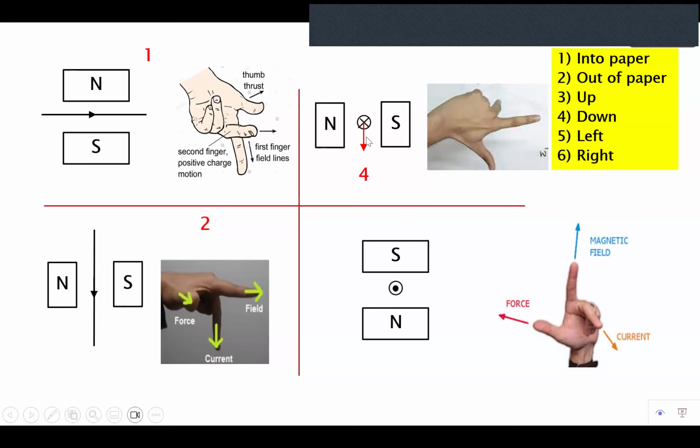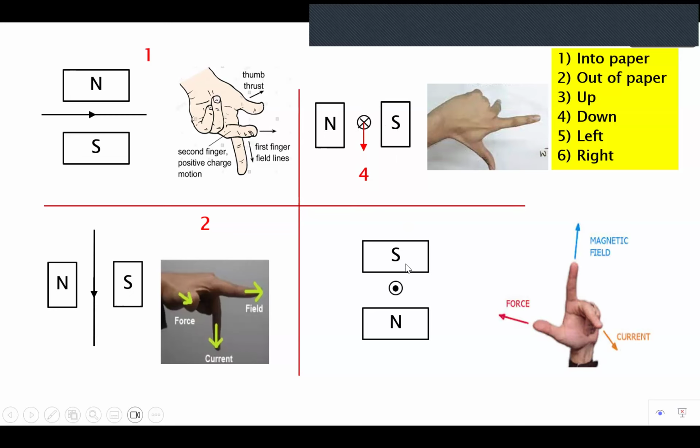So when you are supposed to draw the forces acting on the wire, please draw on the wire. Don't draw in the air. Always students like to draw in the air, out of nowhere, there's an arrow. Okay, the force is acting on the wire, so it must be drawn on the wire.